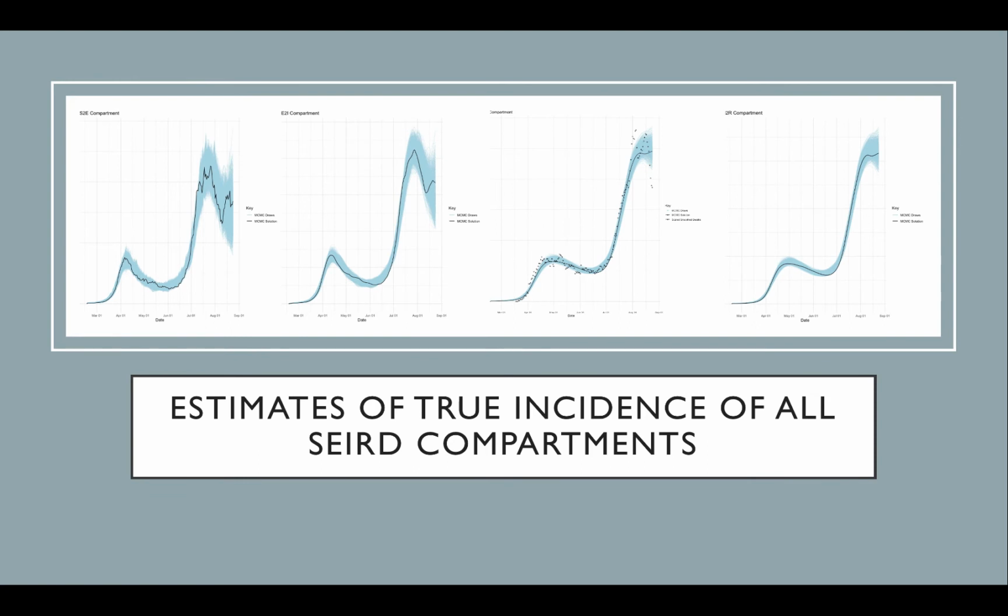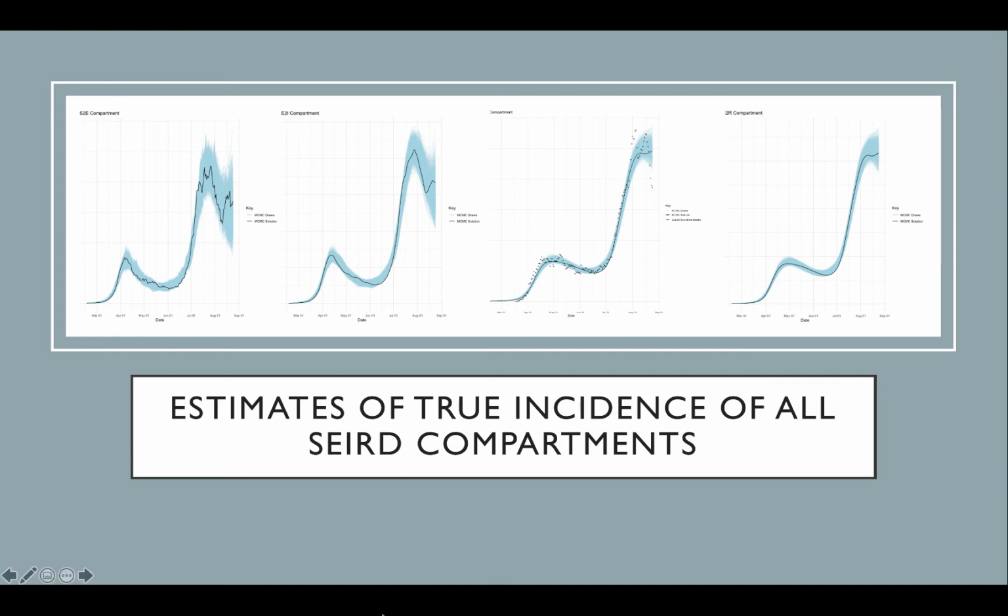So here are some of the results that we have. This shows the compartments of the number of people moving in the first graph from susceptible to exposed, then from exposed to infected, then infected to dead, and then also infected to recovered. If you recall, there's additional compartments.